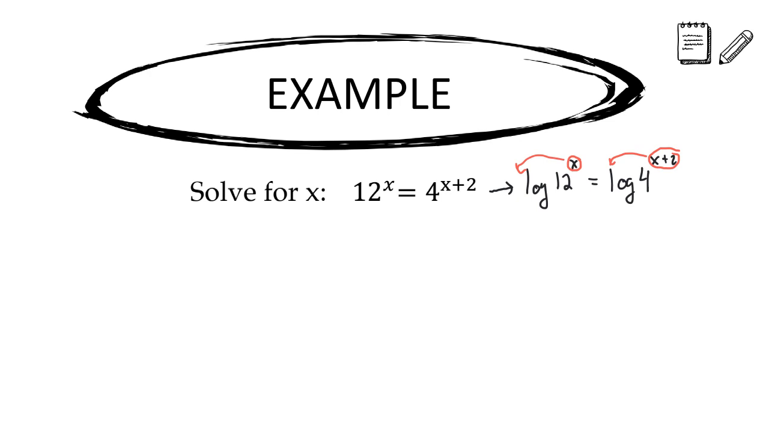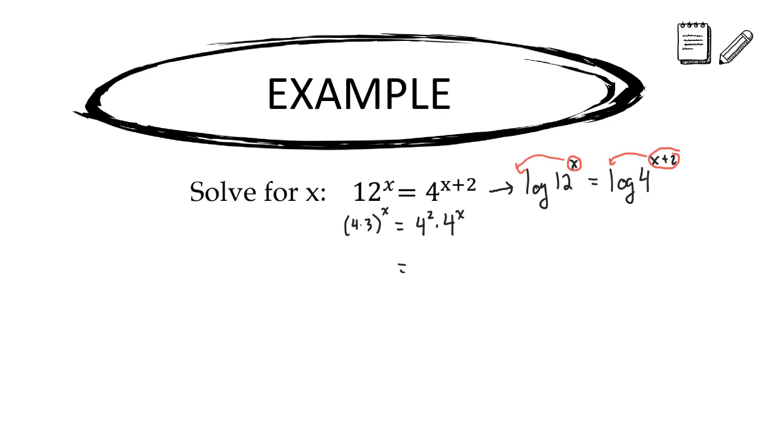So there is sometimes a better way to solve these exponential equations, and I'd like to show you that here. I noticed that 12 is 4 times 3. So that's 4 times 3 to the x. And on the right-hand side, it's 4 to the x plus 2, which of course is 4 to the second times 4 to the x. All right, so 2 plus x.